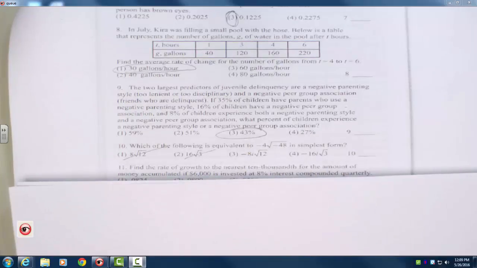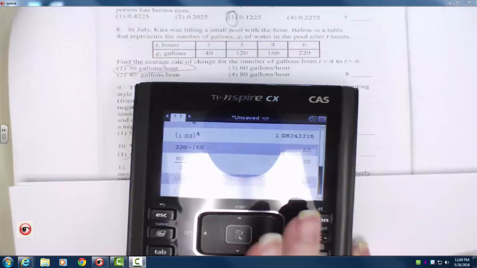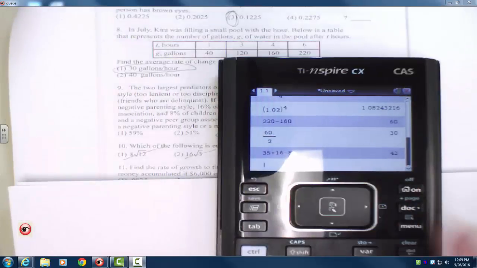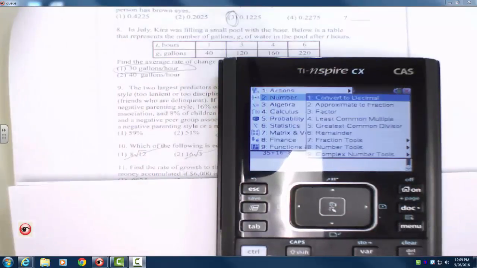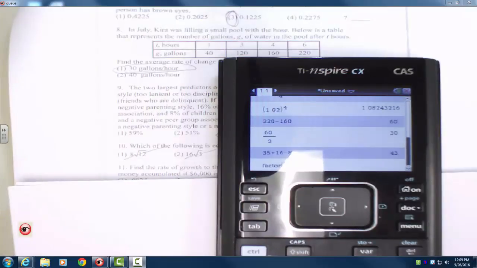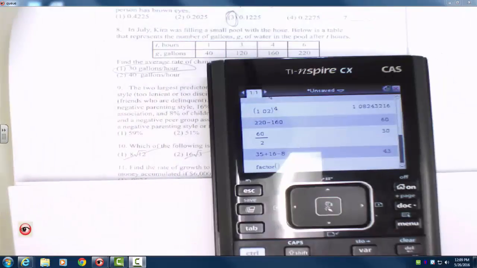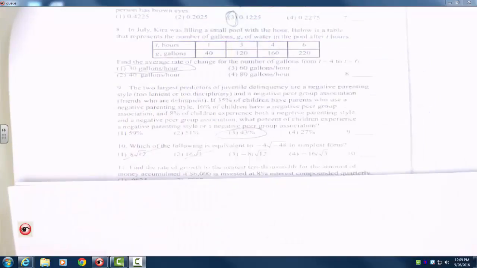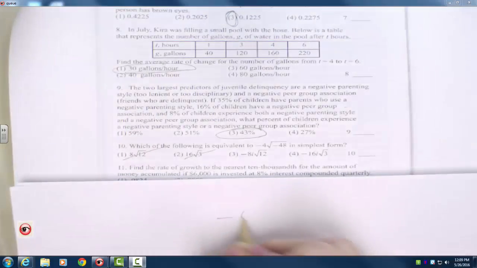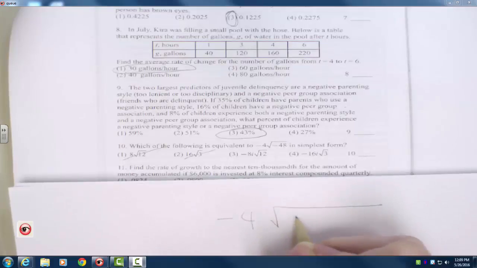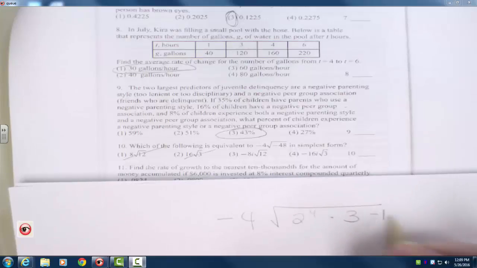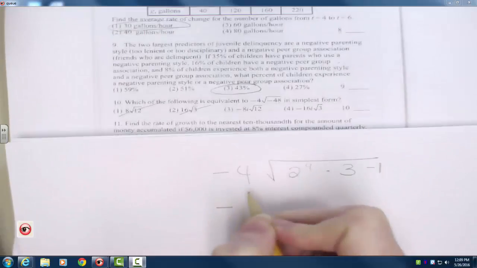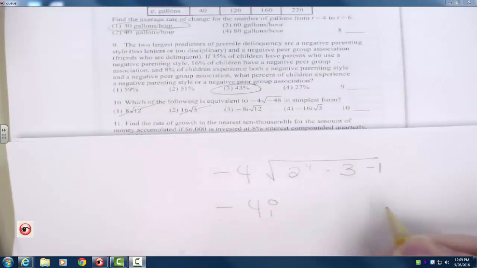Next thing I want to do is factor the 48. Okay, so that gives me 2 to the 4th times 3. So now I have negative 4. And then inside I have 2 to the 4th times 3. Now I also have a negative 1, but we already talked about how that makes an i on the outside.